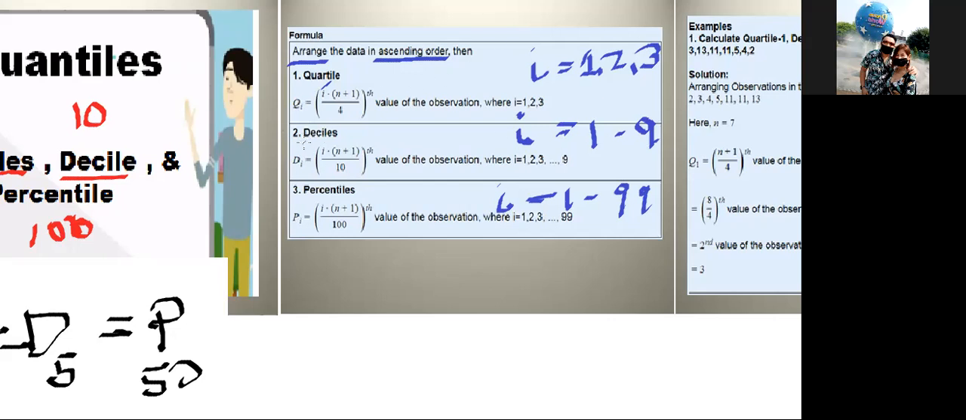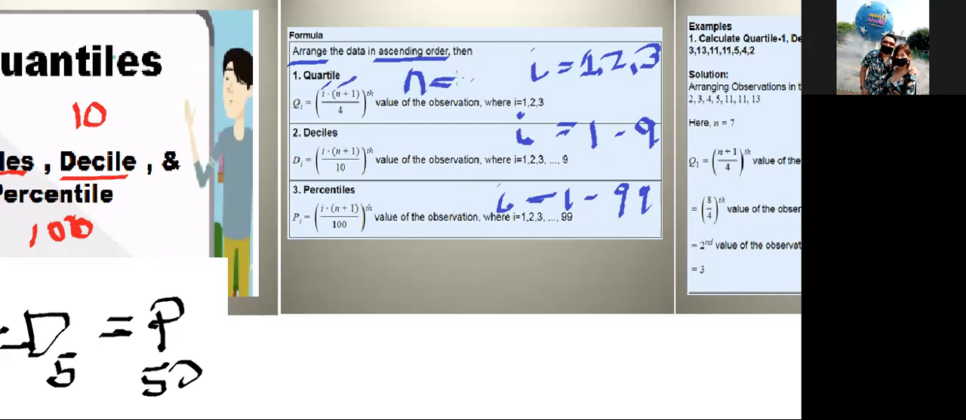In this case, what is our n? We still have n here. n actually refers to how many observations you have. You need to count how many data you have, 5 data, 10 data, or 20 data. It doesn't matter, just the number of the available data that you have.